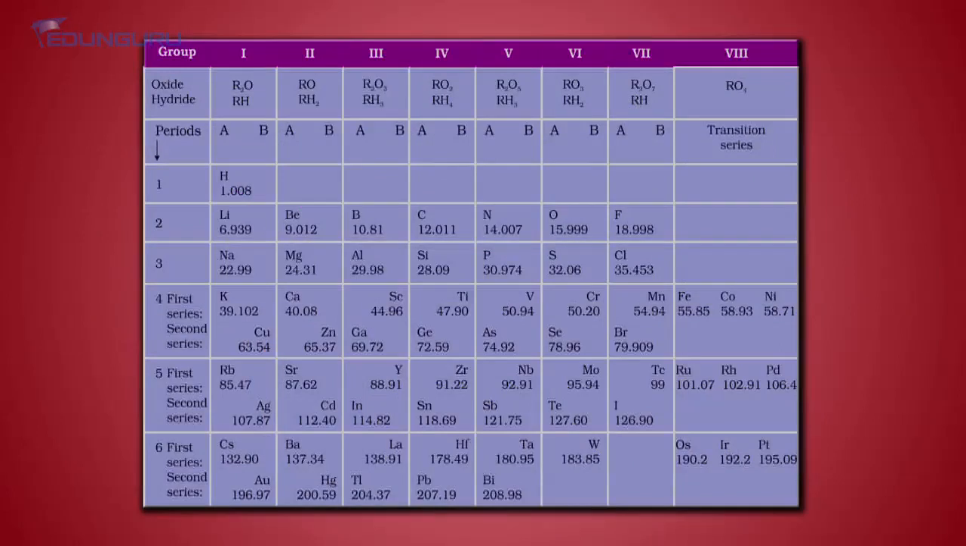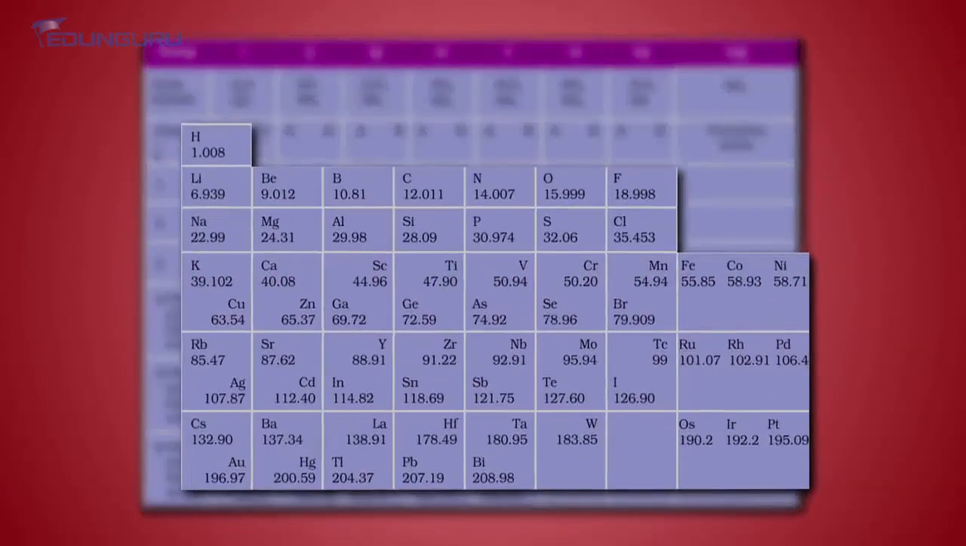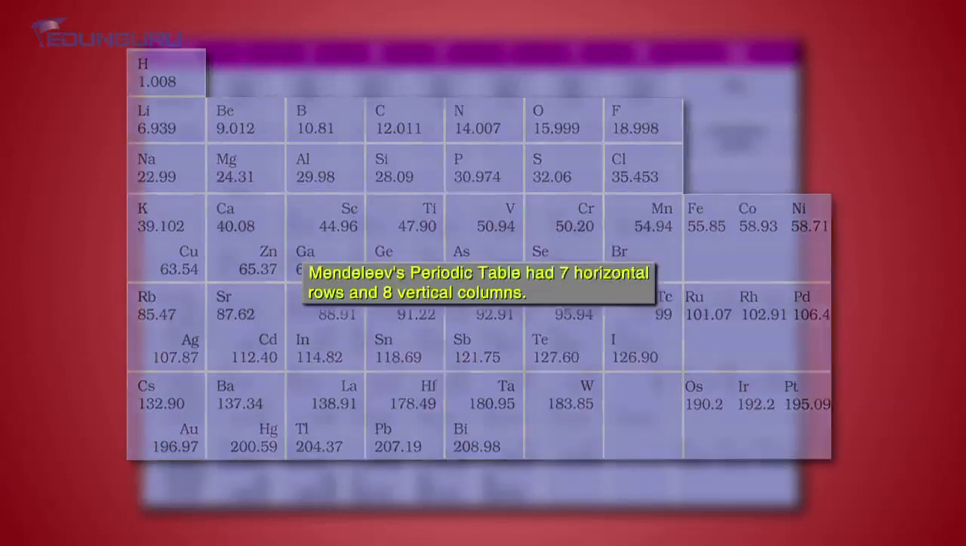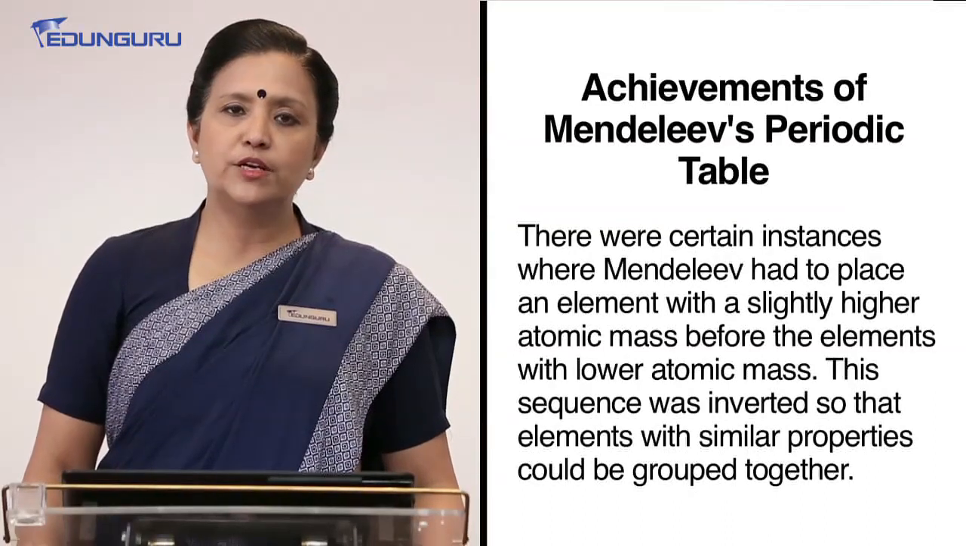Mendeleev classified the elements on the basis of increasing atomic masses, and it was found that the elements with similar chemical properties were placed in the same column. So, Mendeleev's periodic table had 7 horizontal rows and 8 columns. Achievements of Mendeleev's periodic table.